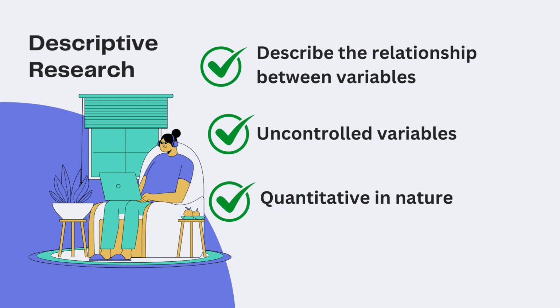Now the third thing is descriptive research is quantitative in nature. Descriptive research is quantitative because when we did the exploratory research, we have already identified the variables, and in descriptive research, we form the hypothesis and we test the hypothesis. So it is mostly quantitative in nature.